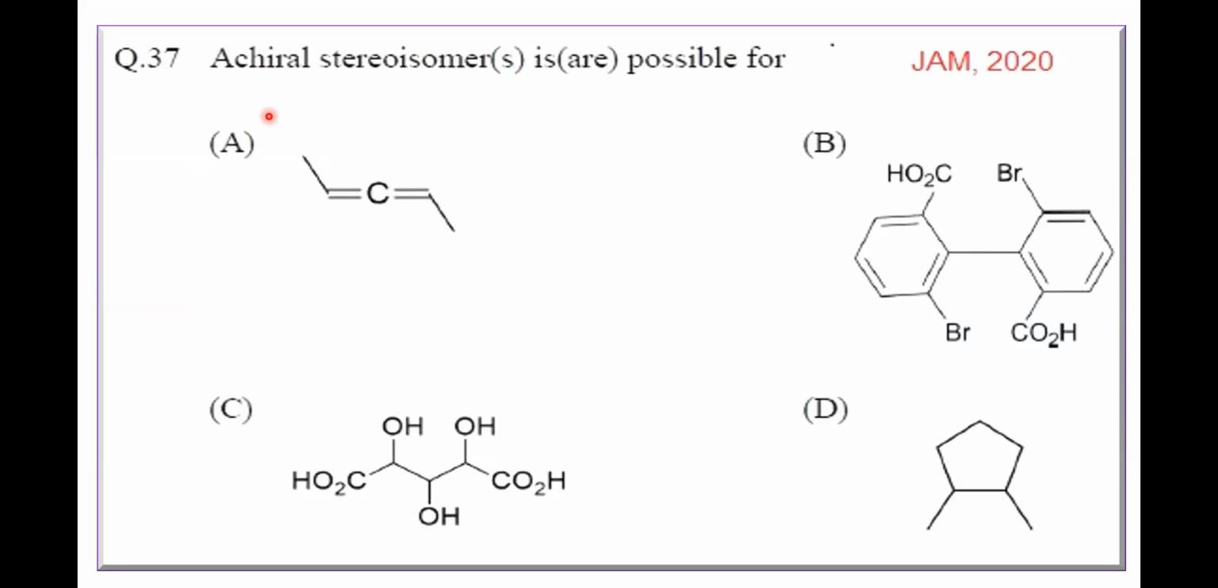Let's look here. Achiral stereoisomers are possible for which? Not possible for this one. Again, not possible for this one. One of the stereoisomers will have a plane of symmetry. So therefore, C and D.